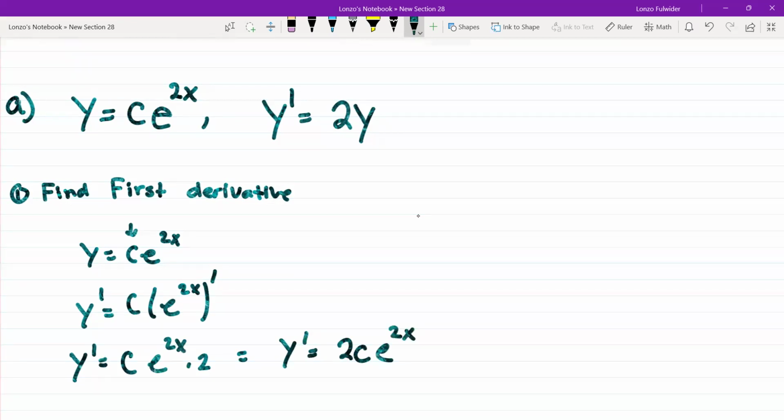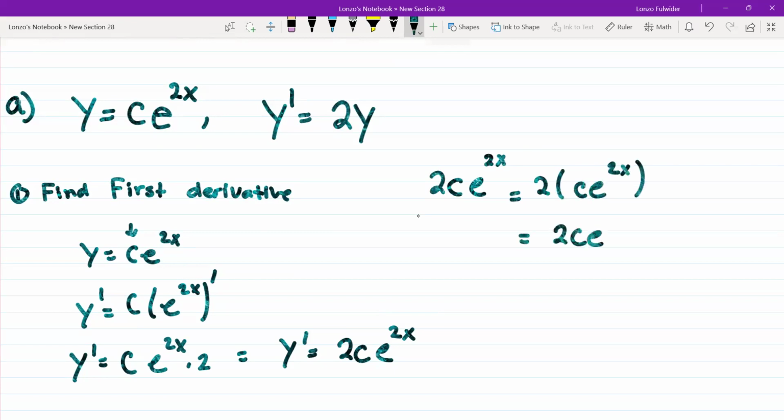Okay, now let's put it in here. We said y prime is 2c e to the 2x, which equals 2 times y, which is c e to the 2x. So when you put it all together, it says 2c e to the 2x, and this is 2c e to the 2x. So the left does equal the right, so we just verified. So yes, the left equals the right.